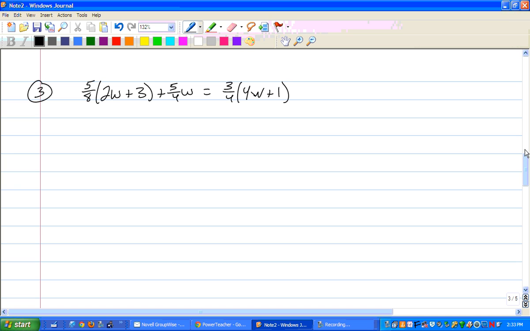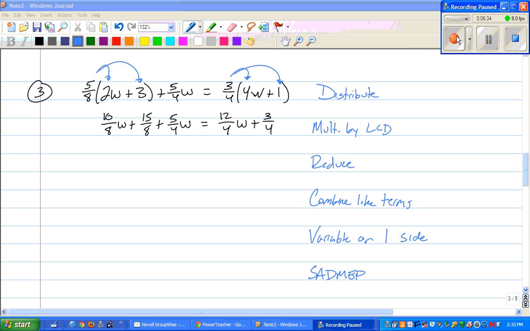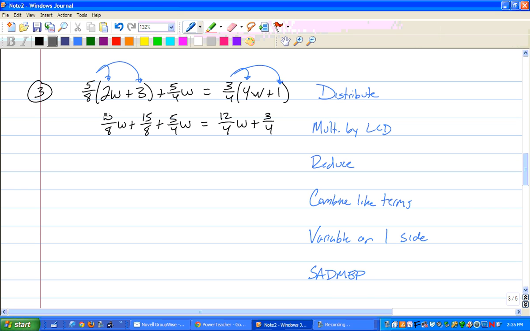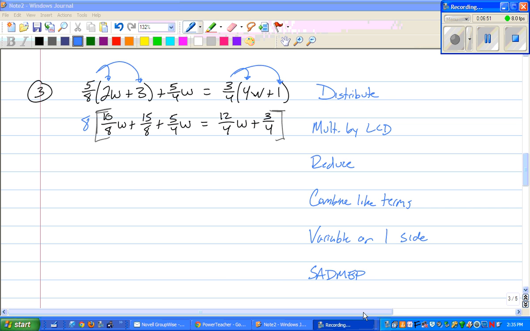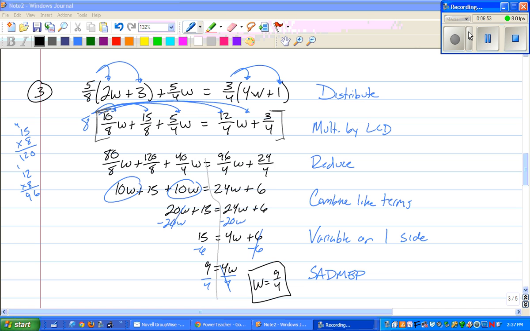Number 3. I want you guys to go ahead and pause the video and see if you can solve this. I wrote a couple of reminders for you right there and did the first thing. If you're having trouble right now, the LCD for these is 8. Go ahead and pause the video again. Get back to work. Okay, and there's all of the work for problem number 3.